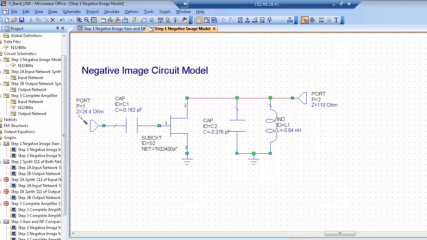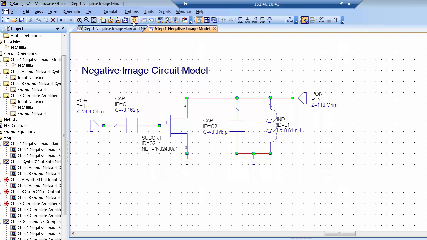We have 5 parameters here we can change. The impedance of this port is at the moment 24.4 ohms. The capacitance here, which is our input matching network, that series capacitance, has a value of minus 0.162 picofarads now. Then here is our output matching network. We have minus 0.376 picofarads, minus 0.64 nanohenry, and an output impedance of 110 ohms. So those are the 5 parameters that we can vary. We don't really need to use an optimization tool here, but we can use tuning.